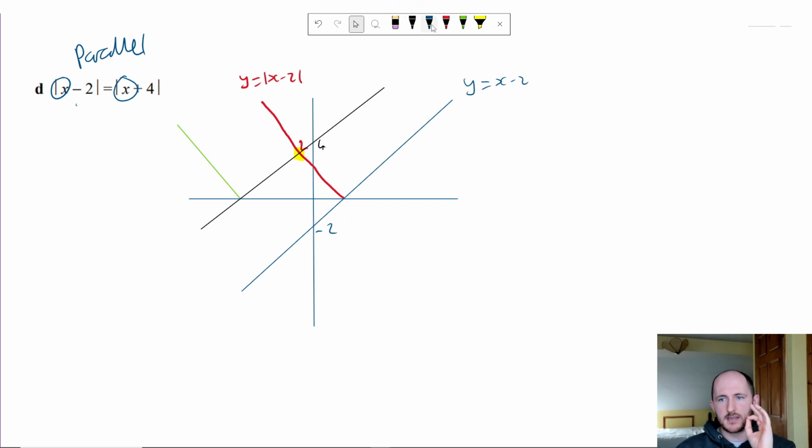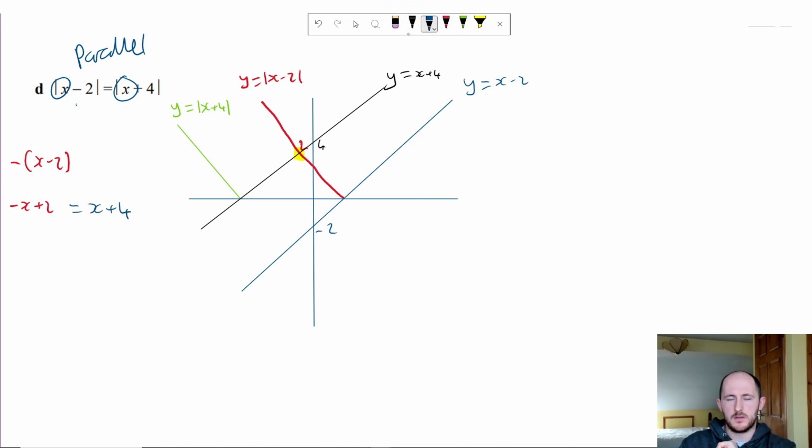So the only solution to this equation is the red one, where you have minus x minus 2. So you basically have minus x plus 2. And you have the positive black line, where, in fact, I didn't actually write what the black line is. That's honestly a bit sloppy. y equals mod x plus 4. So that's where you would have equals x plus 4. That is the only solution.